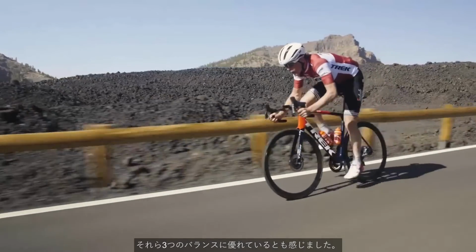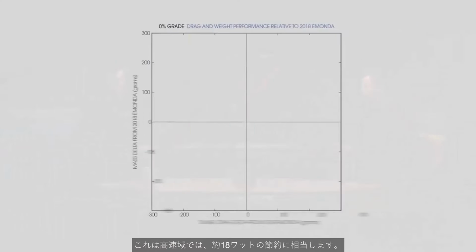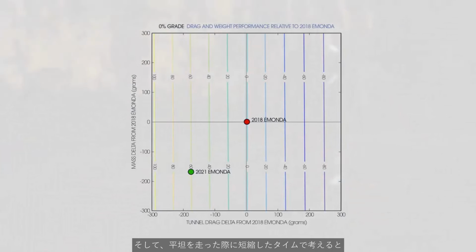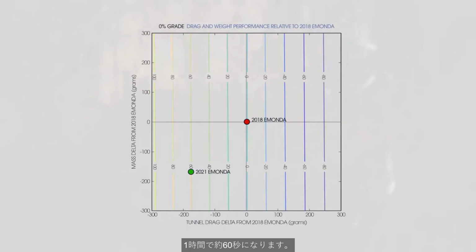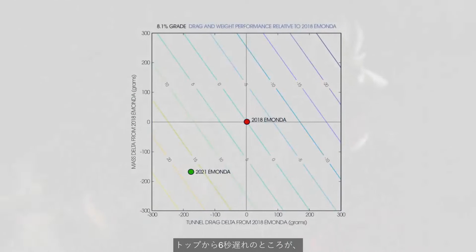Awesome. What's the science and the math we can put behind what we've delivered here? The new Emonda was about 180 grams faster in the wind tunnel at pretty high speeds. That's going to be about 18 watts. And then in terms of time savings on a flat surface, that's about 60 seconds per hour faster. And then with our Alpe d'Huez target, that was about 18 seconds per hour faster on Alpe d'Huez. So that's a huge margin for you, especially when you consider a racer on Alpe d'Huez finishing 6 seconds behind the leader or 12 seconds in front is huge. Yeah, seconds definitely matter in that scenario.